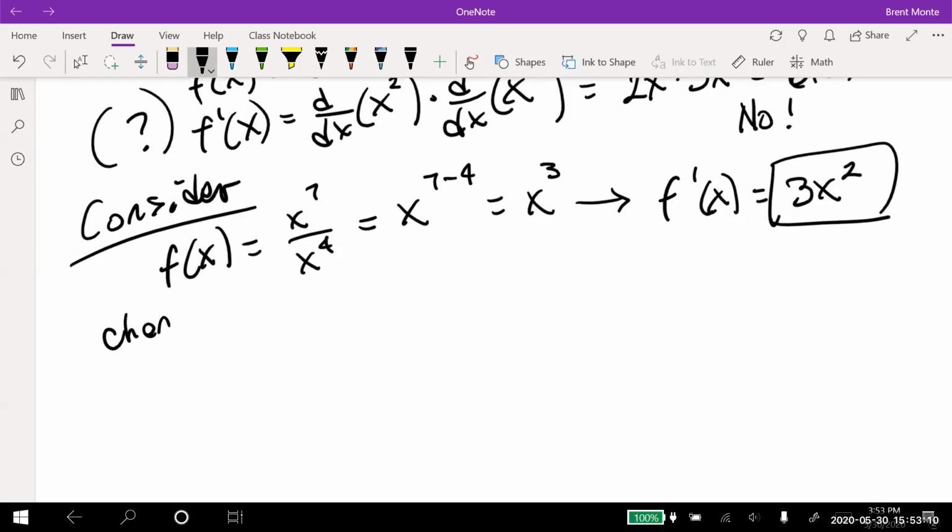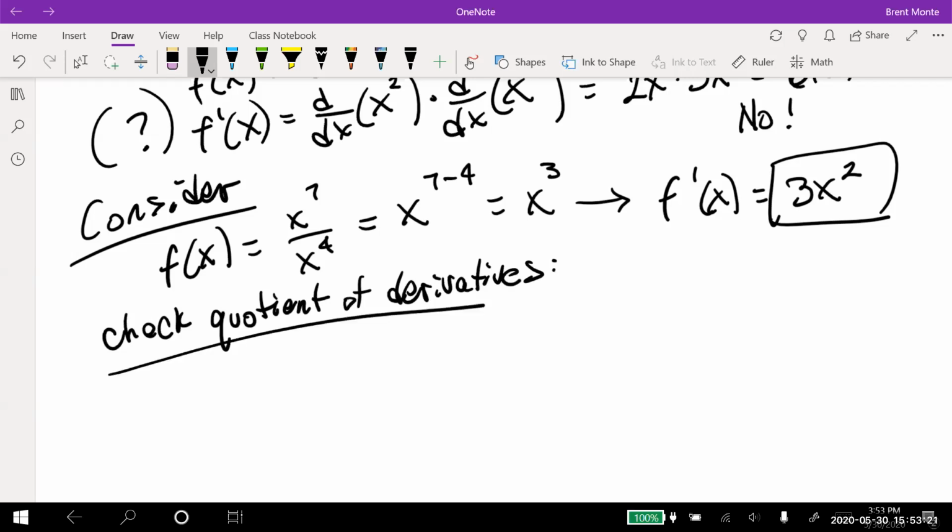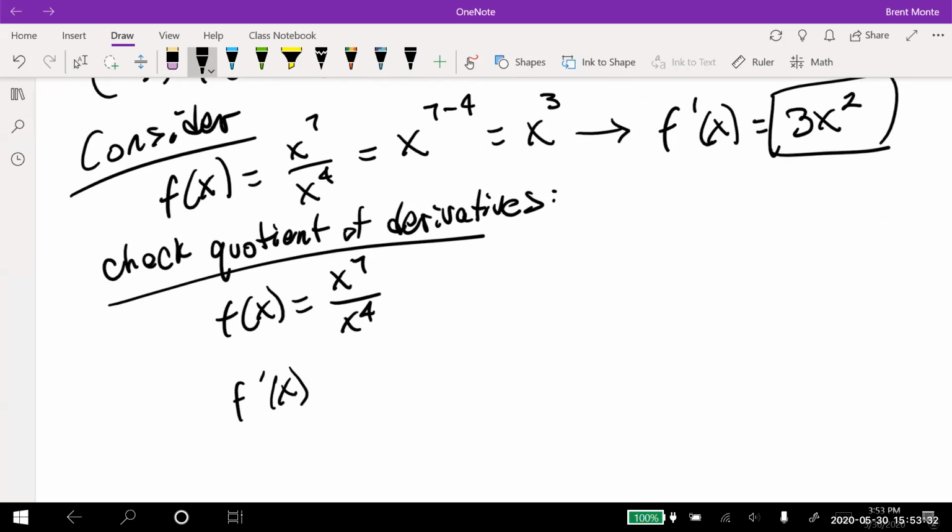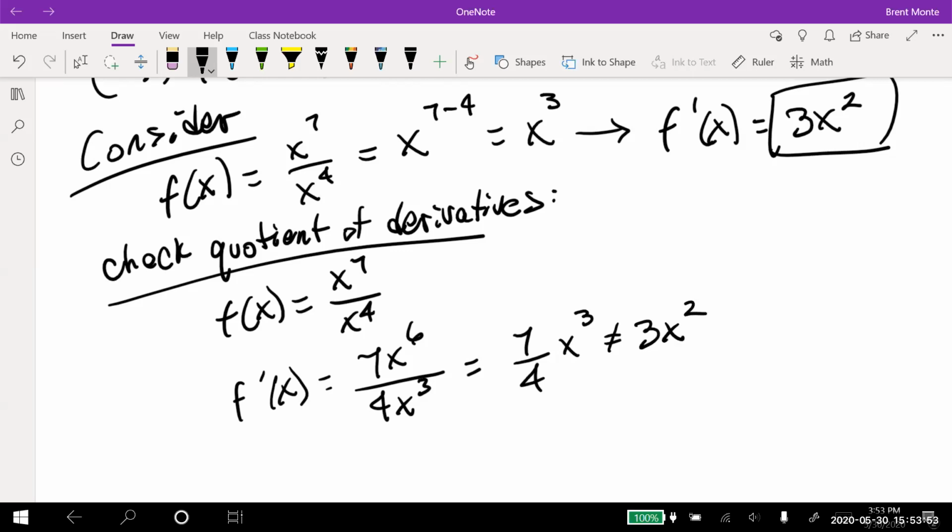Well, let's check. And we'll actually write this time the quotient of derivatives. So if I go f of x equals x to the seventh over x to the fourth, and then I take the derivative of the numerator, 7x to the sixth, and the denominator, 4x cubed. Well, the 7 and the 4 are relatively prime. They don't reduce. So I get 7/4, and then I subtract the exponents, so I get x to the third. That clearly is not 3x squared. So that doesn't work either. I'm just going to put a no. I can't do that.